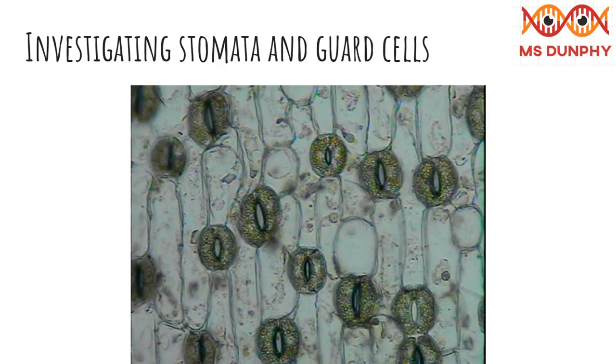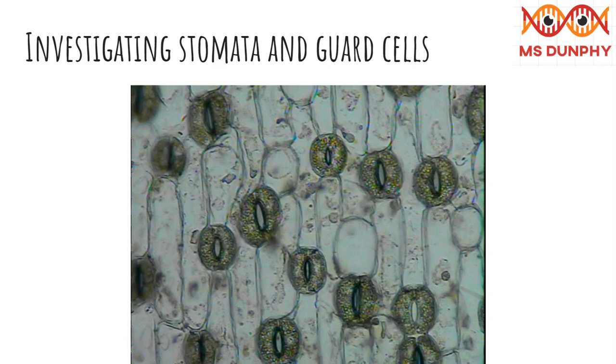Remember how to use a microscope. Put the slide on the stage and focus the microscope. Start with the least powerful objective lens and work your way up until you can see the stomata and the guard cells clearly. You could draw a labeled diagram of what you can see down the microscope.